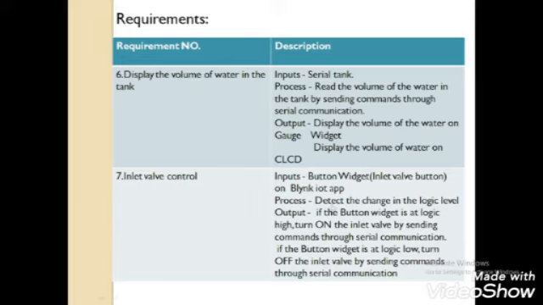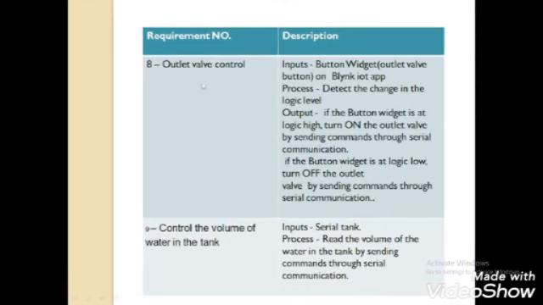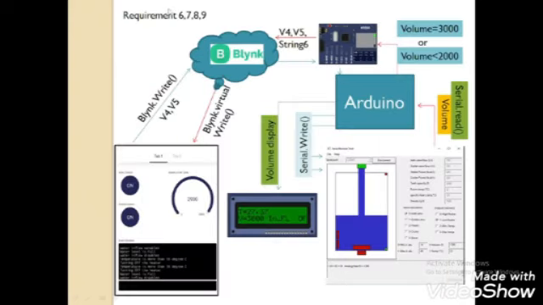So what is the process? Detect the change in logic level. If the button widget is high, turn on the inlet by sending commands through serial communication. If the button widget is logic low, turn off the inlet valve by sending commands through serial communication. And the same for the outlet valve. Here we have one additional requirement: read the volume of water in the tank by sending serial commands. We have to read the water level in this serial tank. So I have covered requirements number 6, 7, 8, 9 in this entire slide.